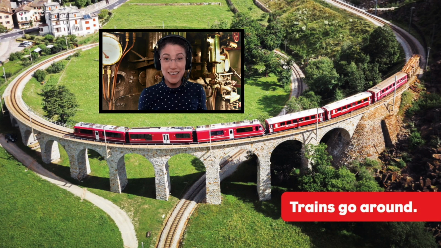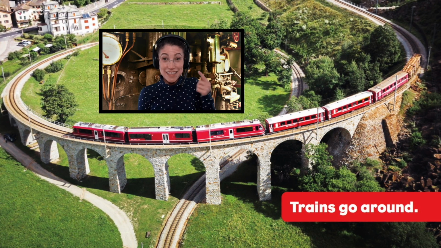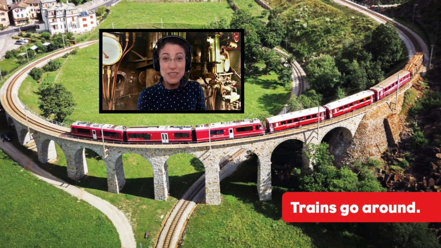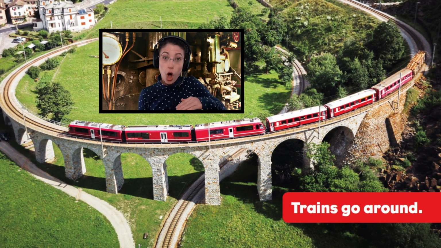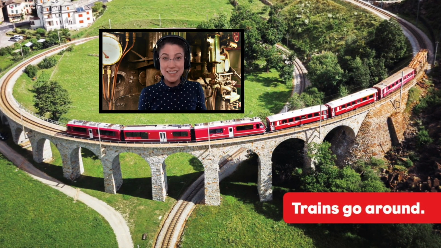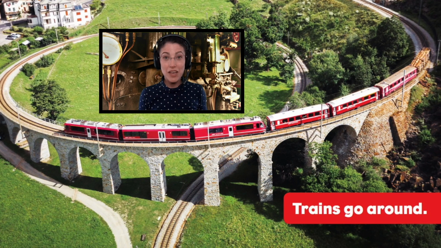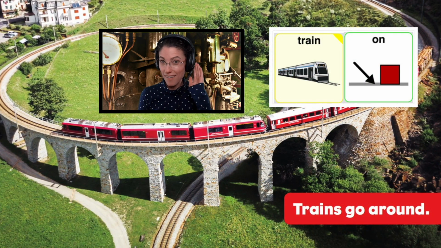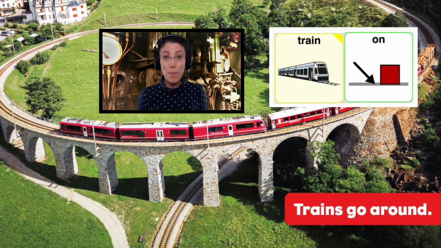We could use the word circle to talk about the shape the tracks make on the page, but I'll stick to our location words for now. This train went around. Now it's on the bridge. You say it. On the bridge. On the bridge.